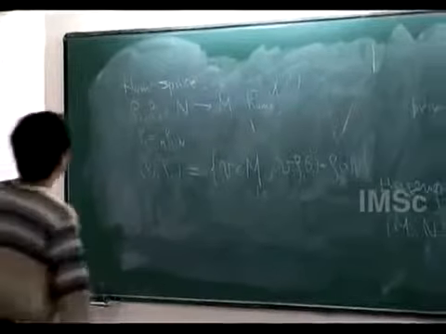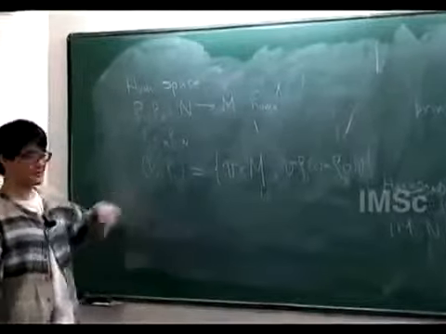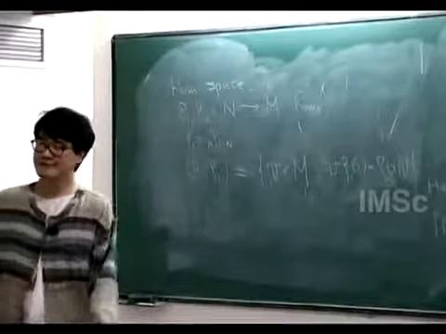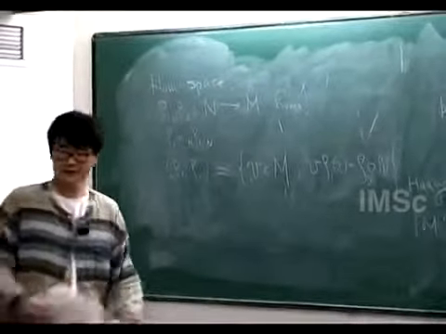And this intertwiner space was introduced much before Connes introduced the correspondences. It was already there in algebraic quantum field theory.